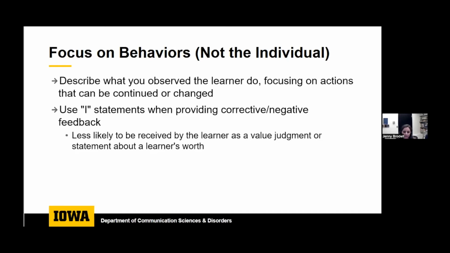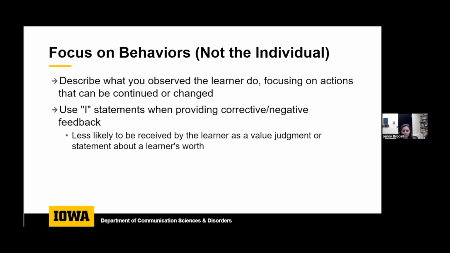So when providing feedback, it's beneficial to describe what you observed the learner do rather than the overall quality or value of the student, because that can reduce receptiveness to feedback. So for example, saying something like, the visual supports you used in this activity seem to support the child in doing XYZ, rather than, you effectively supported the child, because then we're not really being specific as to the behavior that led to that change or that outcome. We're just assigning value to the student.